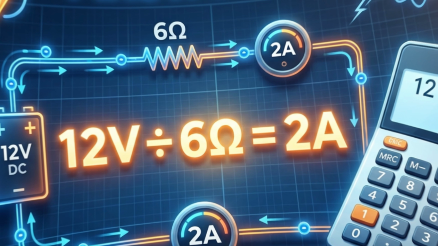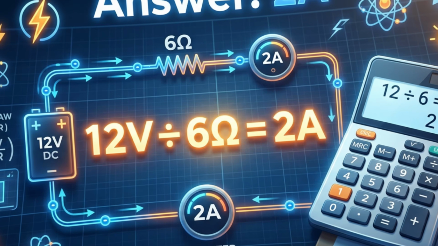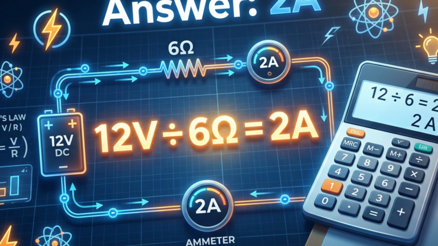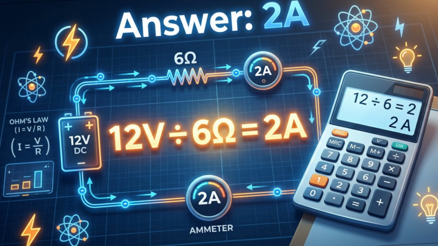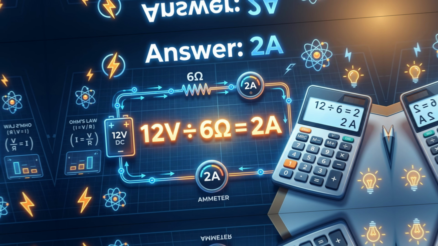The answer is 2 amps, using Ohm's law. Current equals voltage divided by resistance. 12 divided by 6 equals 2. If you got that right, excellent job.